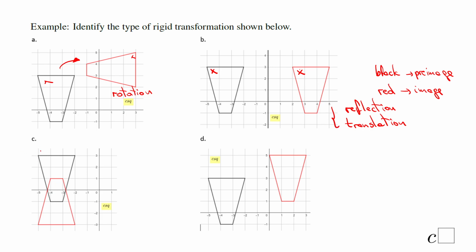on part C, obviously we have only one way to get the black quadrilateral on top of the red quadrilateral, and that will be a reflection over this x-axis.